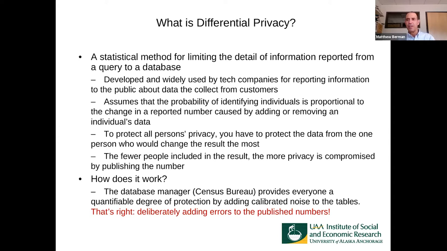It's not an issue when you have something like Twitter, with millions and millions of feeds, but it is an issue with small populations. And so the way you do it with differential privacy is you take the data and you deliberately put noise into it to change it so that you can't tell whether a person answered or not. And so, yes, that's deliberately adding errors to published numbers. And that's of course why it's controversial.